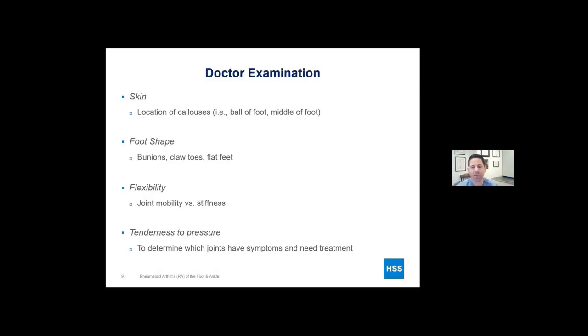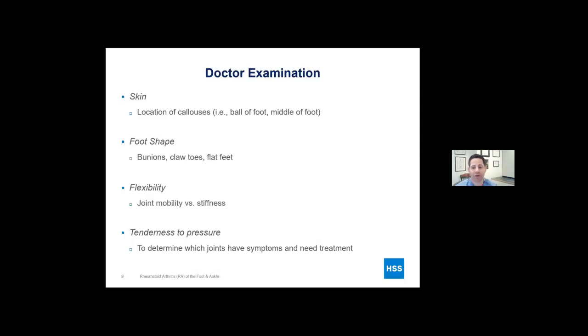Medical history and physical examination, like in most things in medicine, is paramount. So after listening to your symptoms and discussing your general health and medical history, your doctor will examine your foot and ankle, starting with the skin. The locations of calluses indicate the areas of abnormal pressure on the foot. The most common location is on the ball of the foot. This is on the underside of the forefoot in the front.